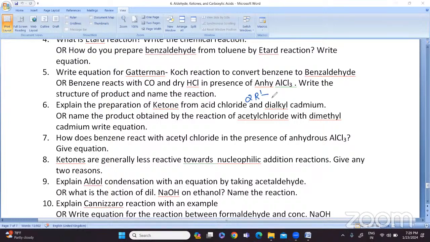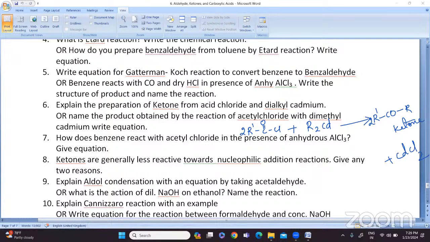2R'COCl. So this is our acid chloride, that is 2 R' C double bond O Cl. The acid chloride reacts with dialkyl cadmium, and it gives you what? It gives you a ketone, that is R' C double bond O R, plus cadmium chloride. So this is the reaction.